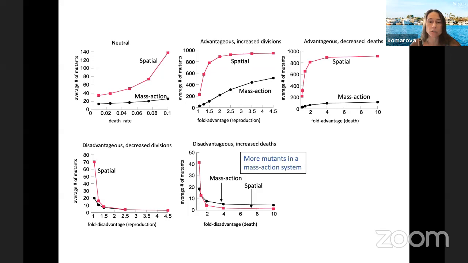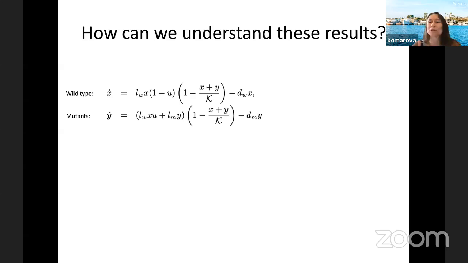So how can we understand this? So here's our attempt to understand it. So we always start with ordinary differential equations, right? To understand anything. We have normal cells and mutants. Normal cells divide and die. This is some sort of a mass action term. They mutate, they create mutants, mutants divide and die. So there are four rates, division and death rate of normal cells, division and death rate of mutants, okay.